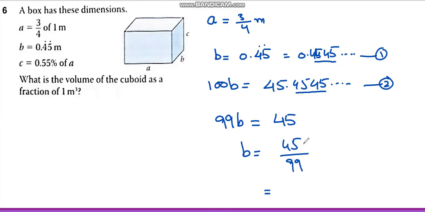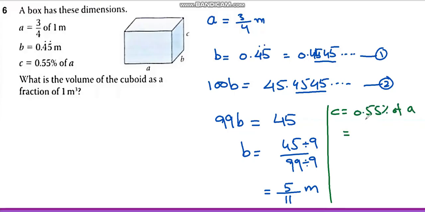Now we can simplify both numerator and denominator by dividing by the highest common factor, which is 9. If we divide by 9, we get 5 on the top and 11 on the bottom. So actually B was 5/11 meter. Now let's find C. C is actually 0.55% of A. 0.55% can also be written as 0.55 divided by 100, times A. A was 3/4 of a meter, so it should be 3/4. If we multiply using a calculator, we get 33 over 8,000.